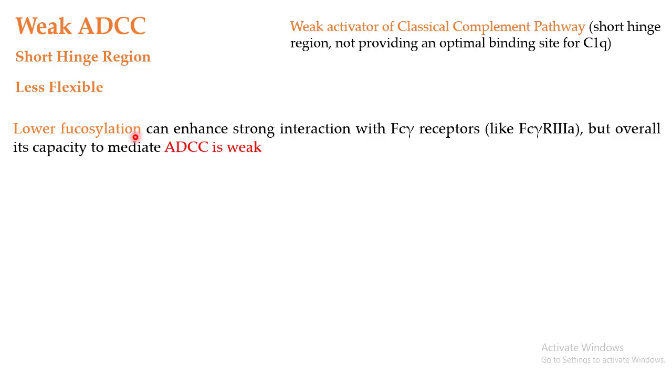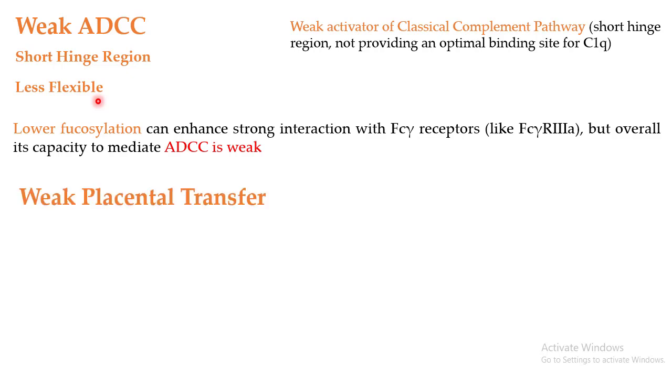So this is favoring a strong ADCC activity, but the short hinge region and its less flexibility work against it. So when you look at the overall scenario, the immunoglobulin G4 is a weak activator of the antibody dependent cellular cytotoxicity.